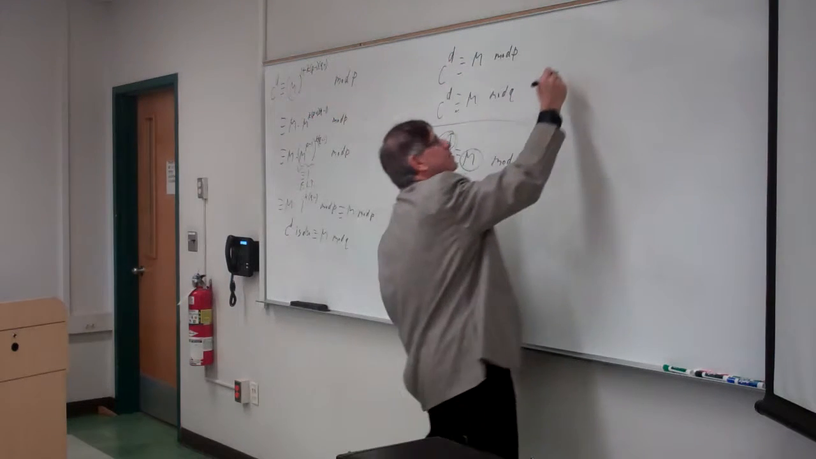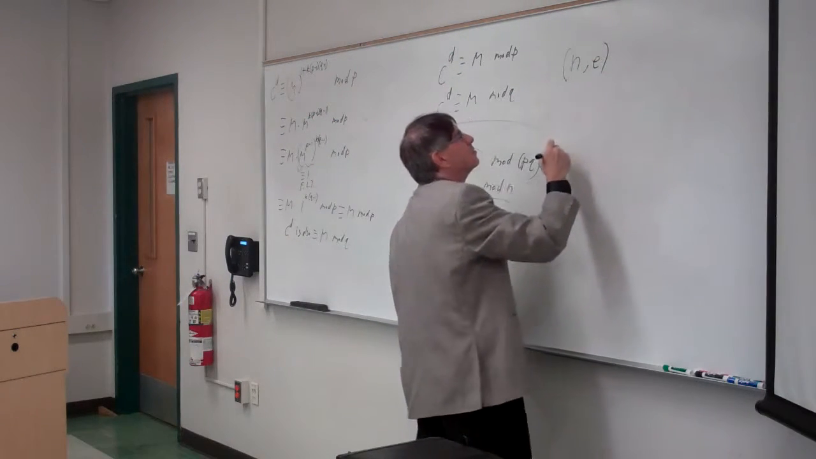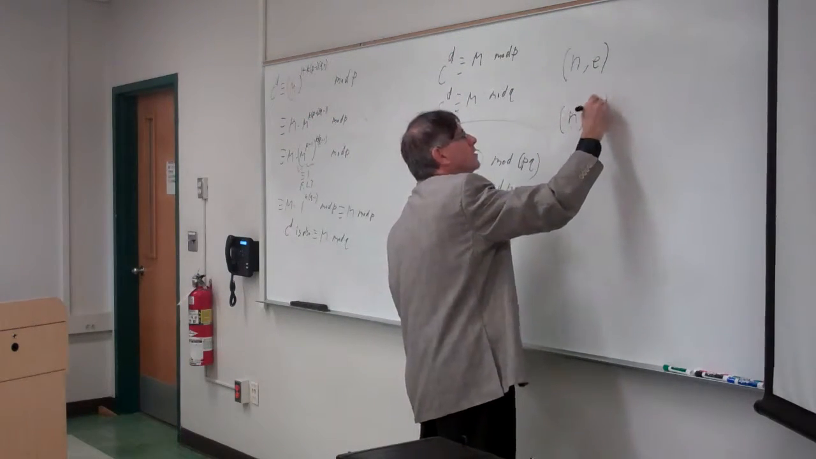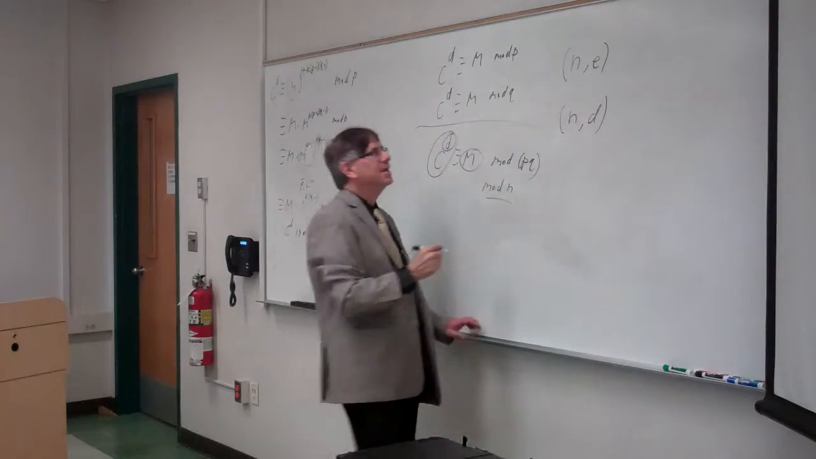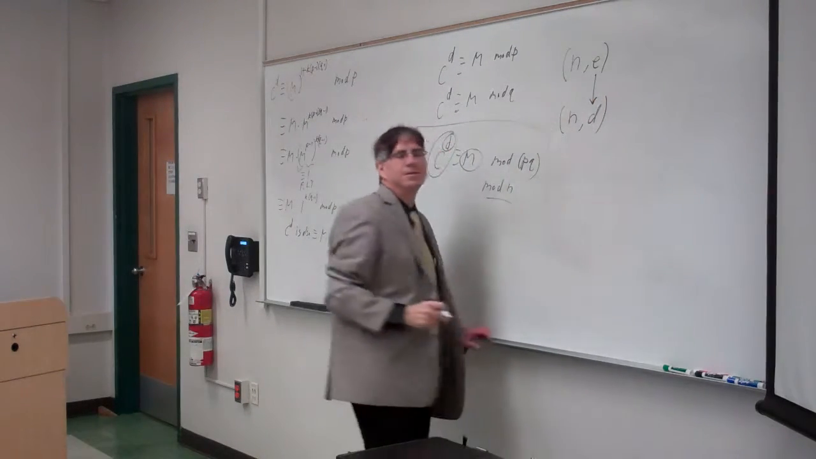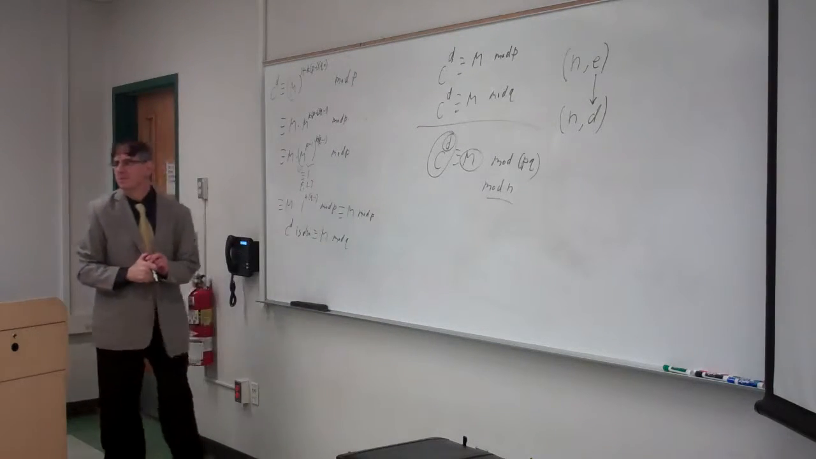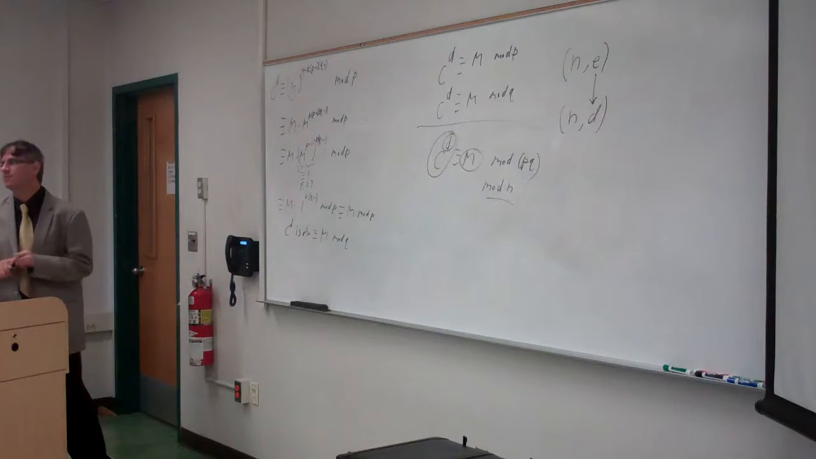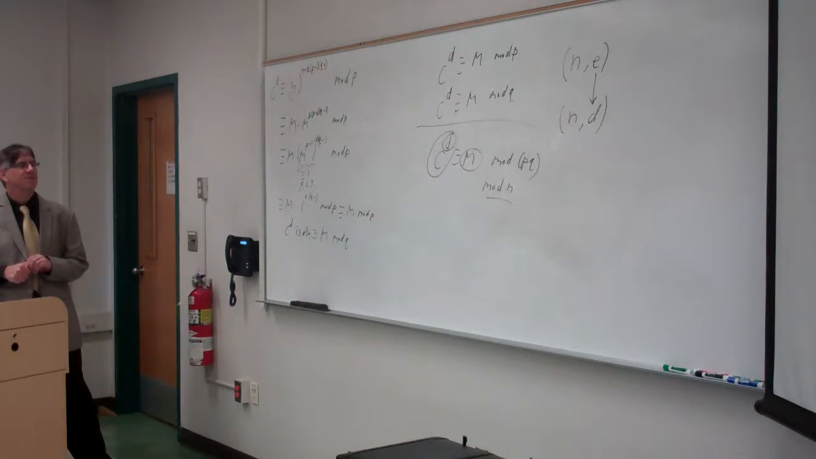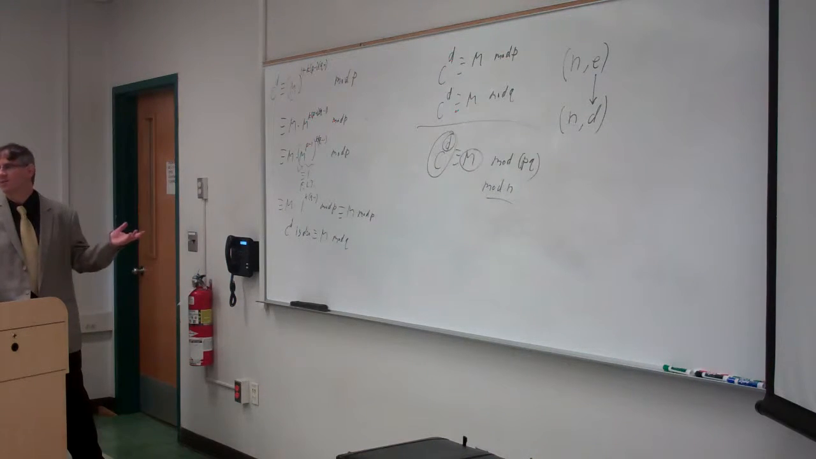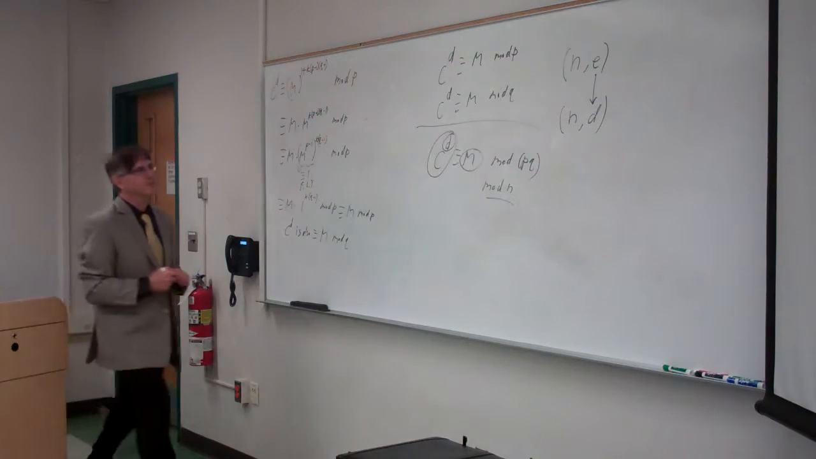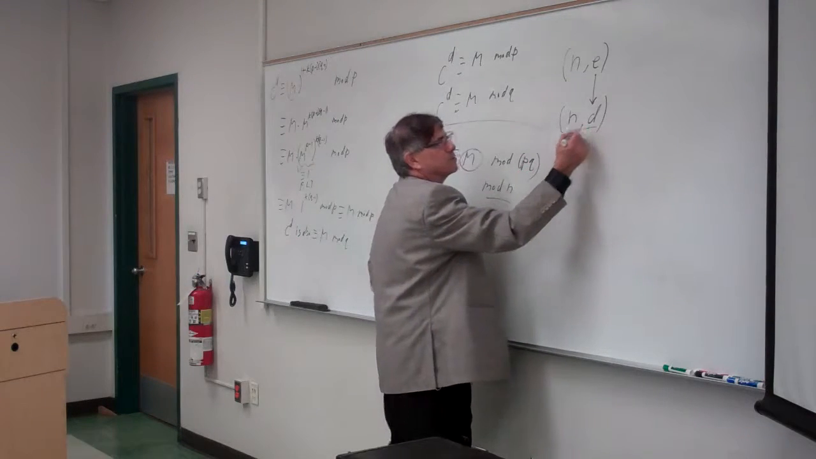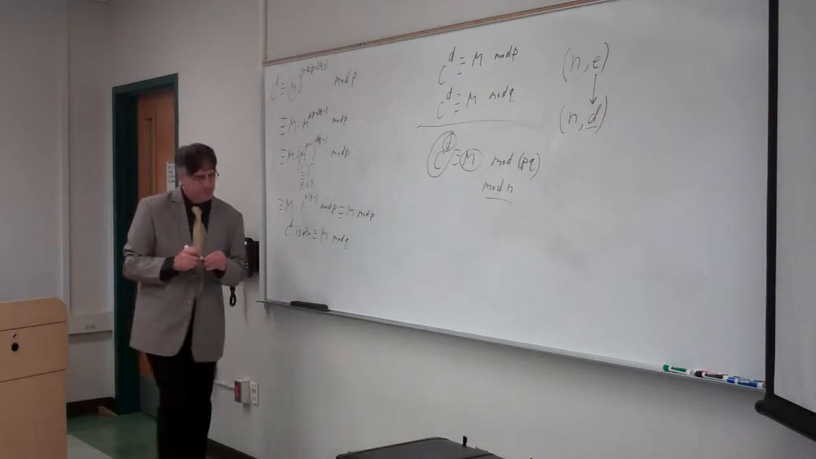But we were given this as a public key, and this is our private key. And we can find d if we know p and q. If we don't know p and q, it's very difficult to find d. So publishing n and e as our public key doesn't give somebody information on how to find this, which is what they need to decrypt.